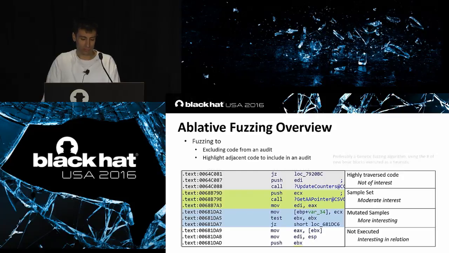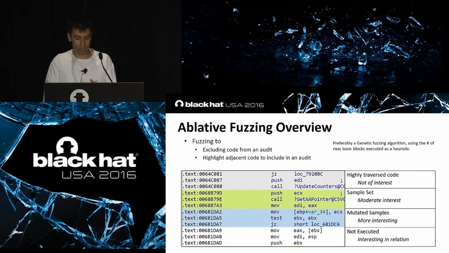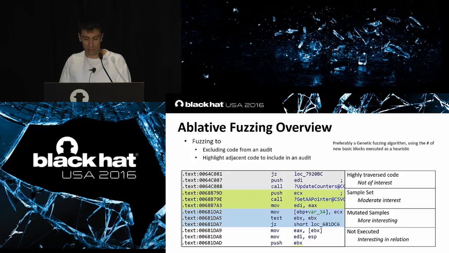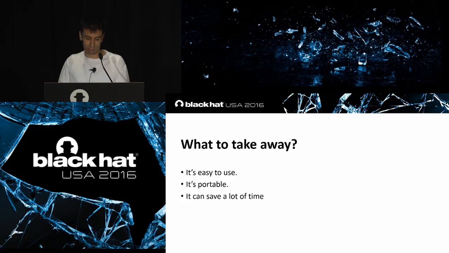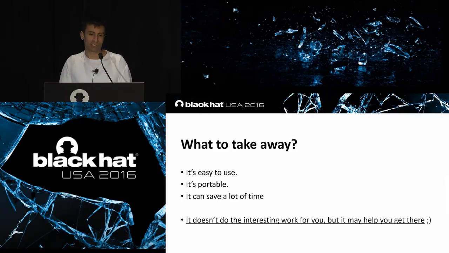So to summarize, it's excluding code to audit. We're fuzzing to find code not to audit. And then we can go and actually look at the code, because I don't think you're ever going to replace people. So you can use things like a genetic algorithm to find cool code to audit. Now, what can we take away from this? Honestly, I find myself using this tool because it saves me time, and it's easy to use. So I hope you guys will give it a try, but it doesn't do the interesting work for you. It might help you get there.